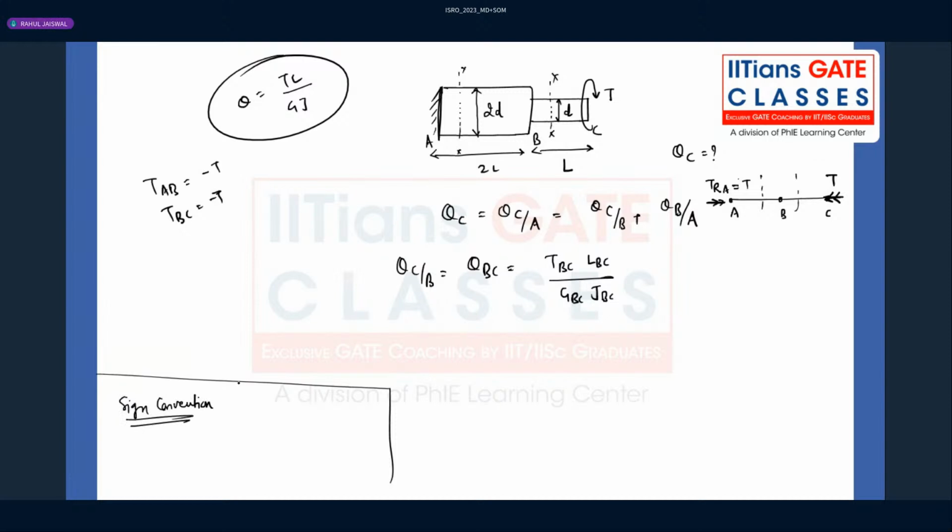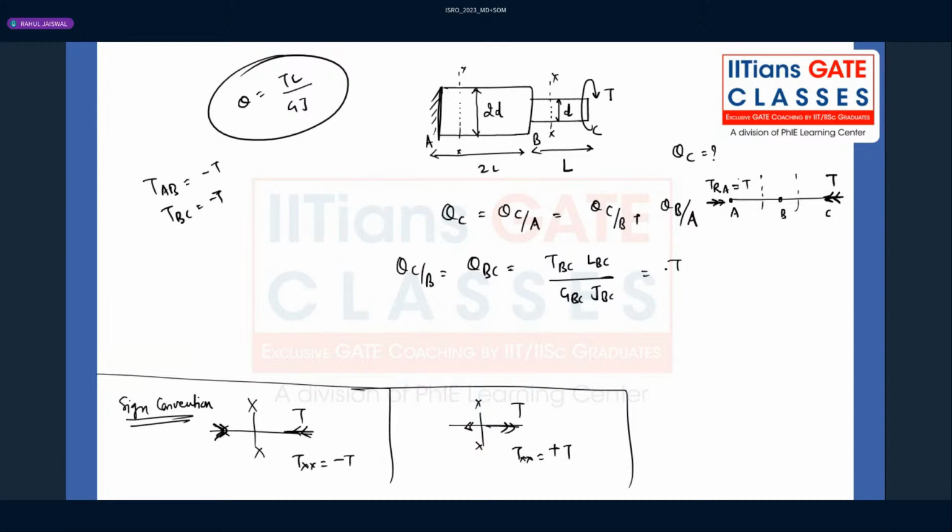whenever at any section we have a twisting moment like this, then Txx will be minus T. Whereas when the twisting moment at any section is like this, then Txx will be plus T. T BC is minus T. L BC is what? Sorry, L BC is L only, the length of the BC section is L only.